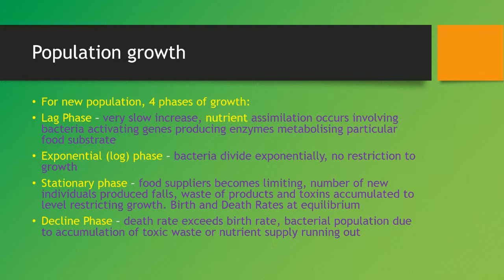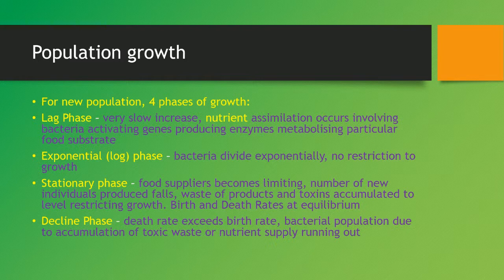For a new population, there will be 4 phases of growth. The first phase is a lag phase, which is whenever there's a very slow increase in the number of the population. There will be nutrient assimilation occurring, involving bacteria activating genes which produce enzymes which metabolize particular food substrates. You then have an exponential phase, otherwise known as a log phase, and this is whenever bacteria will divide exponentially and there's no restriction to growth. It can be other things other than bacteria as well.